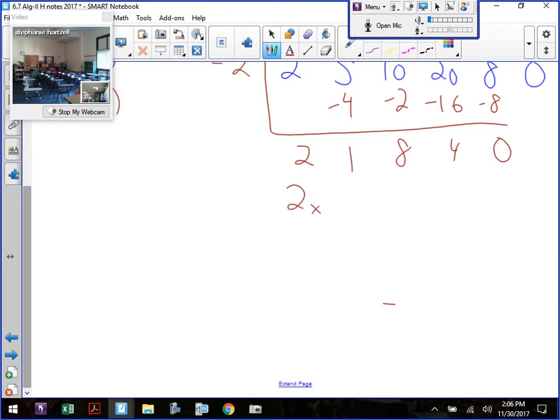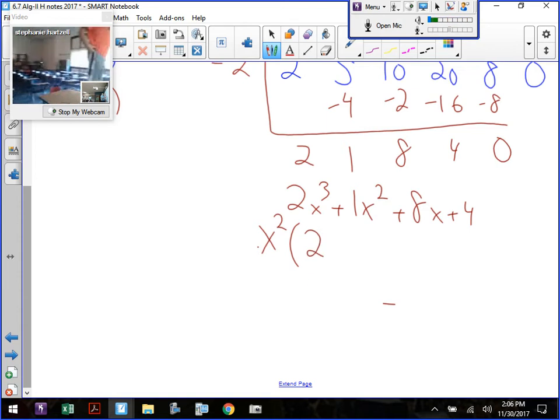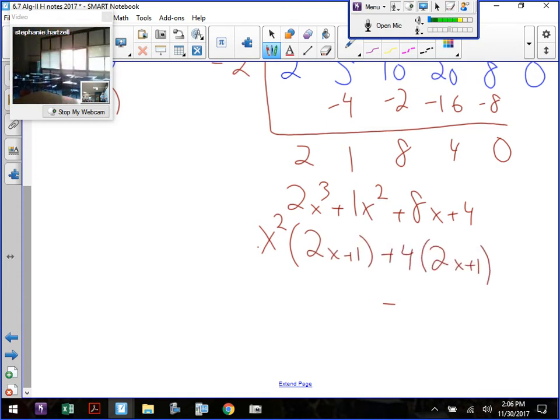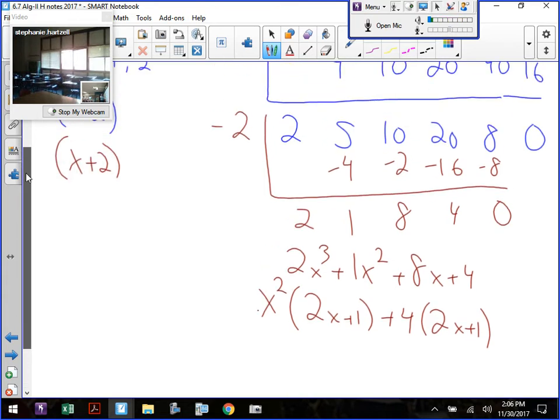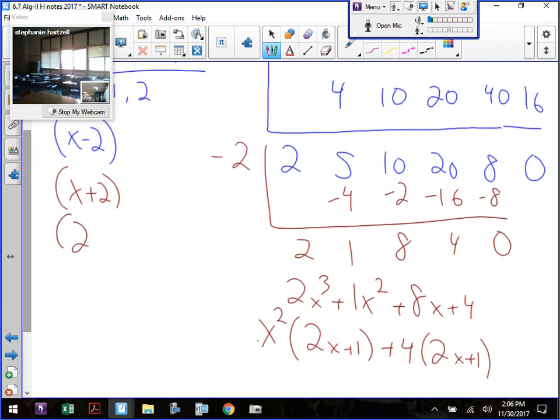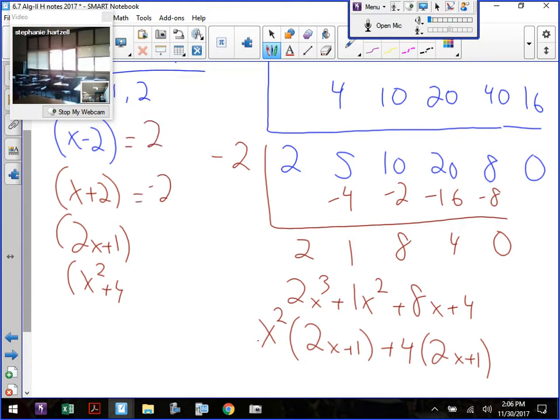So I know I have a 2x cubed, x squared, 8x, and a 4. And pull GCFs. X squared, I have an x. So you have a 2x, 1, a positive 4, and I have a 2x plus 1. That gives me my other terms now at 2x plus 1 and x squared plus 4, which gives me, yeah, it will be imaginary, which means I have zeros at 2, negative 2, negative 1/2, and a non-real answer. Right? And that's what we're getting at.